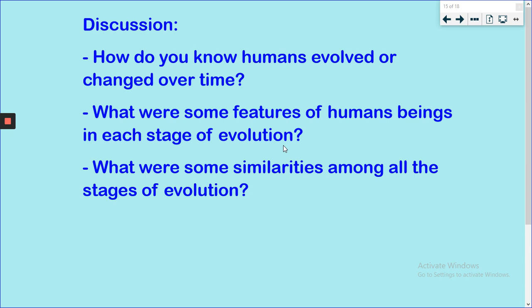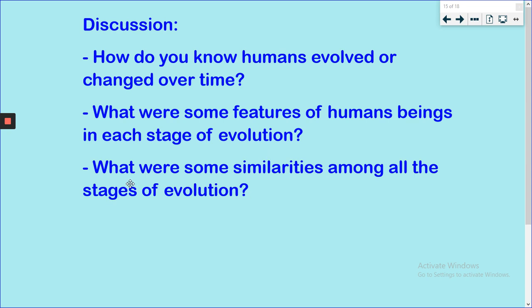Yes, some of the human beings in the first stage walk on four legs. It means two arms, two legs. They cannot walk on two feet, isn't it? In the second stage, they started to walk on two feet, and in the third stage they started using tools. In the fourth stage, they use better tools, isn't it? And in the fifth stage, they develop their brain. Their brain becomes larger, right? Yes, these are some features of human beings in each stage of evolution.